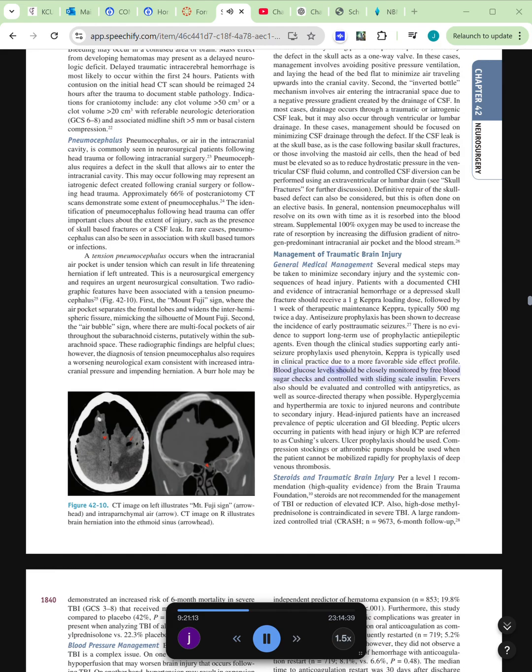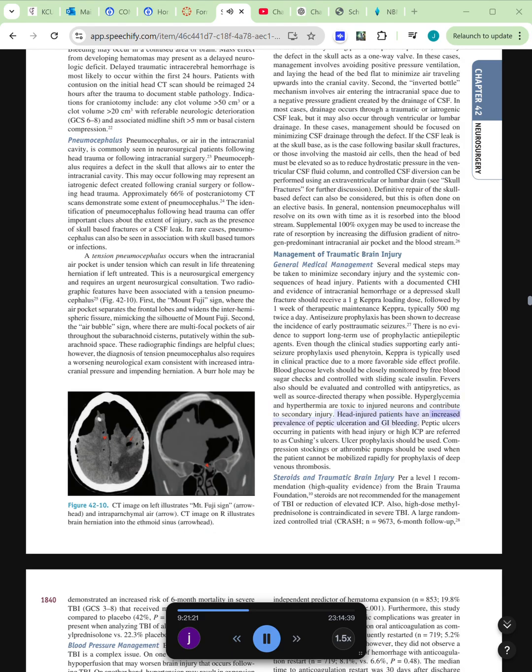Blood glucose levels should be closely monitored by frequent blood sugar checks and controlled with sliding scale insulin. Fevers also should be evaluated and controlled with antipyretics as well as source-directed therapy when possible. Hyperglycemia and hyperthermia are toxic to injured neurons and contribute to secondary injury.